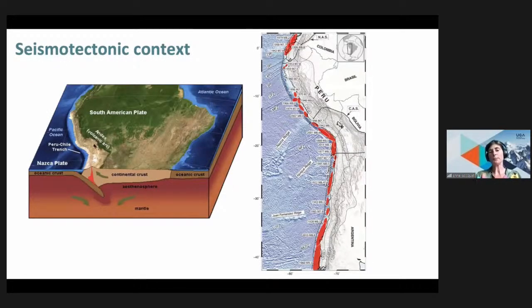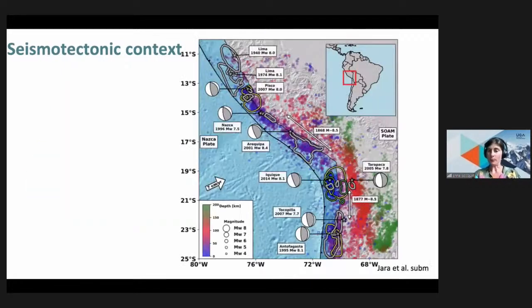So this is the seismotectonic context of the area. Obviously, you all know that. It's an area that experienced lots of historical and instrumental earthquakes. We won't go into details because we have seen quite a lot already, and I'm late. So in South Peru and North Chile, we have the following instrumental earthquakes.